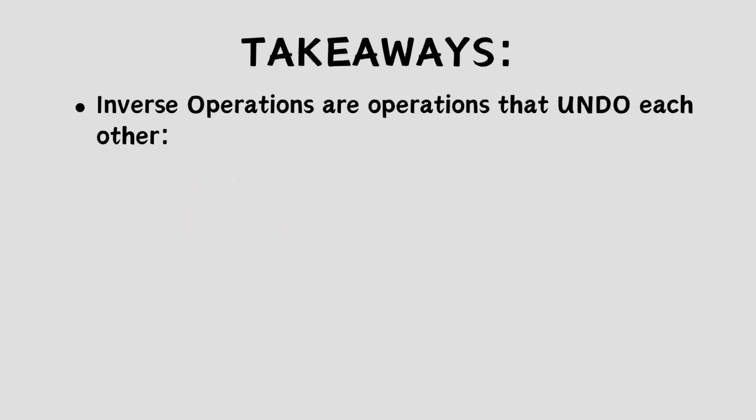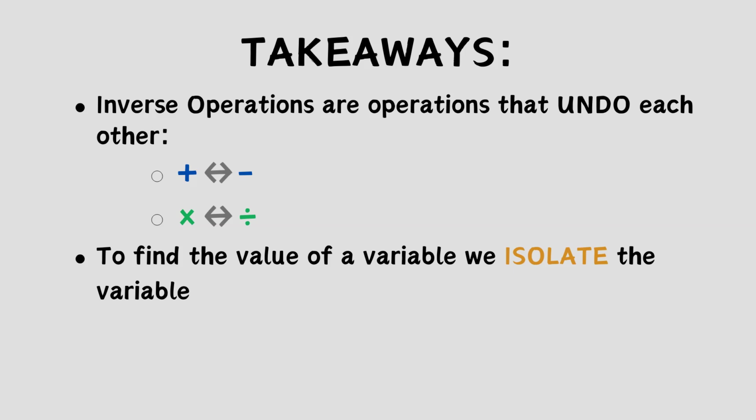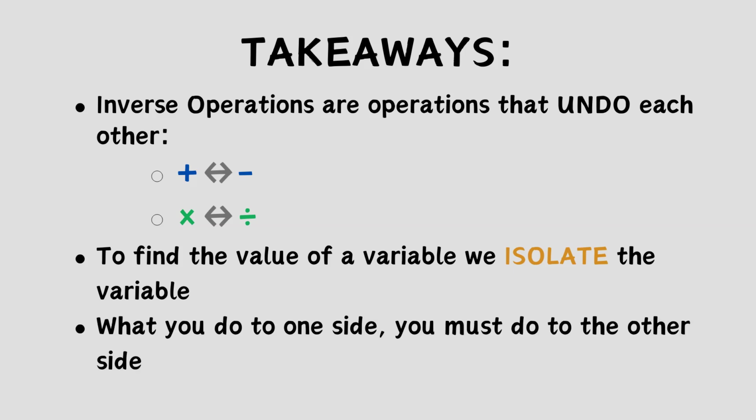An inverse operation is the operation that undoes the other. For example, addition is the inverse operation of subtraction and vice versa, and multiplication and division are inverse operations of each other. To find a variable in a linear equation, we can isolate it. Whatever we do to one side of the equation, we must do to the other to keep it balanced.